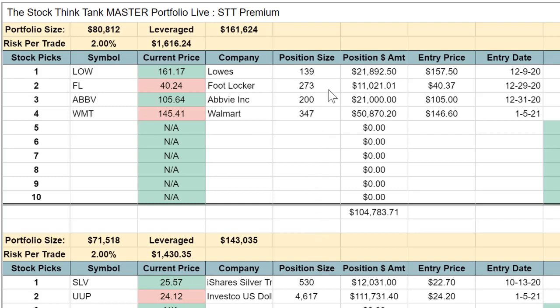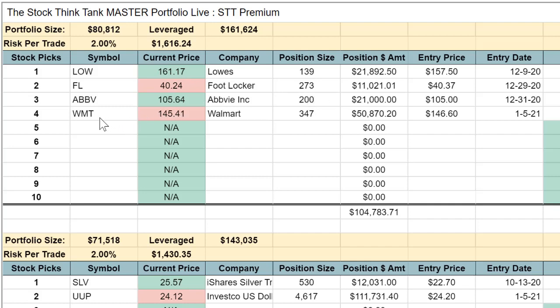AbbVie, it's $8.05. We enter at $105. Our initial stop is $96.95. That's $8.05 difference. That means that $1,616.24 divided by $8.05 is 200 shares.